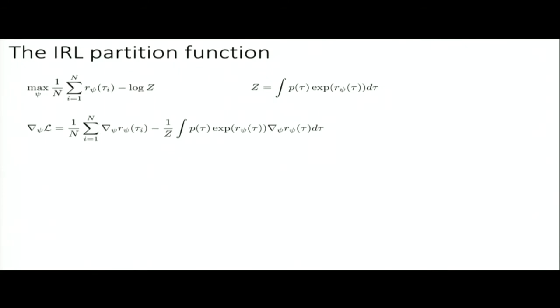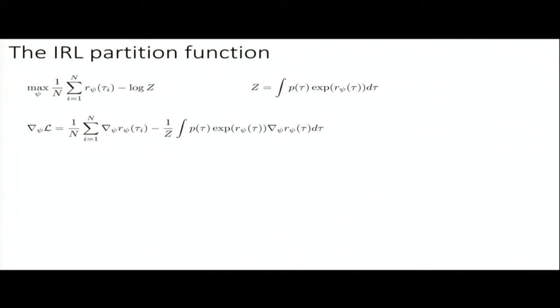So let's substitute in the z in here, and let's take the gradient with respect to psi. So the gradient of the first part, that's very easy. That's just the gradient with respect to psi of r psi. The gradient of the second part, well, log z, so the derivative of log z is 1 over z times grad z. So we get the 1 over z, and then we get the grad of this. So when we put that in, we just end up with this thing, right? So this is the equation for the gradient with respect to psi.